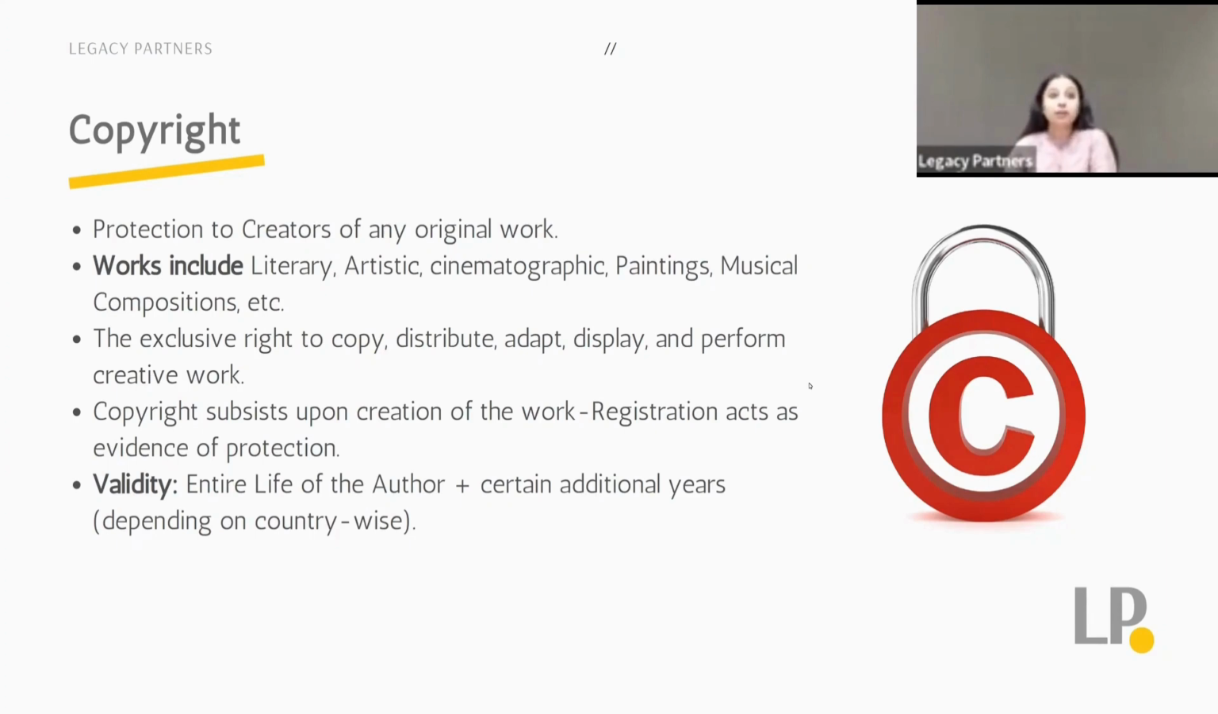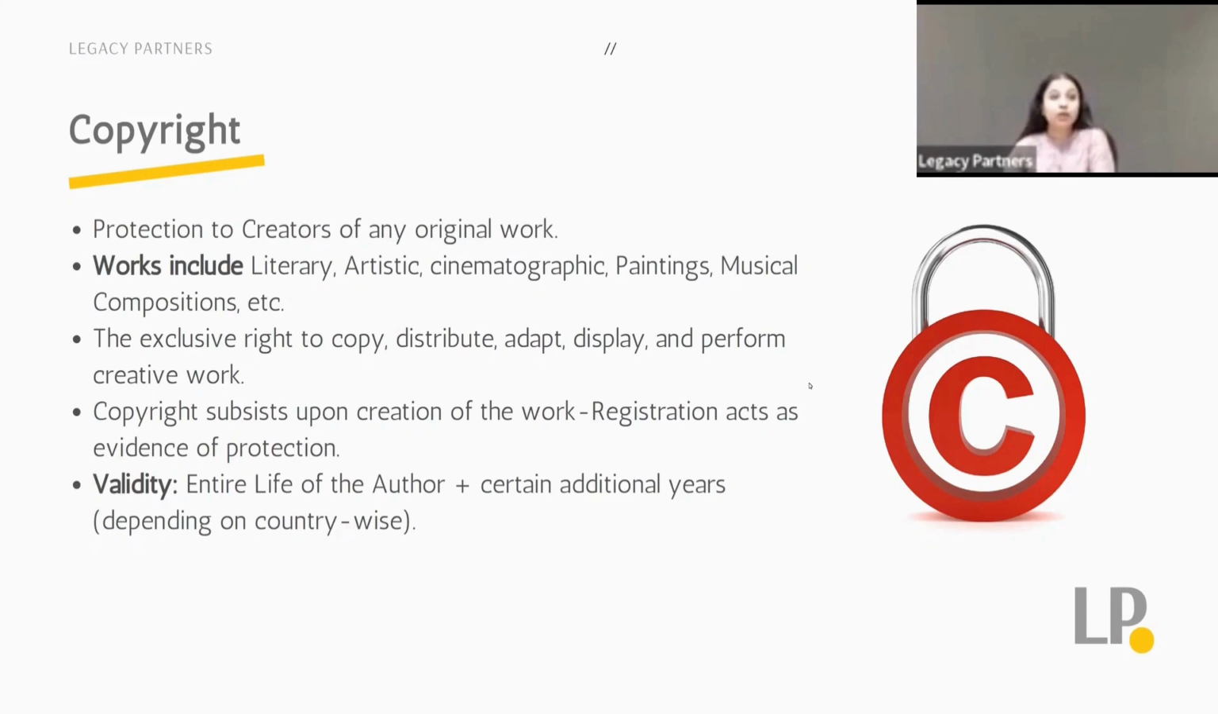Now, one important thing to be noted in copyright is that registration is not mandatory. When a person creates a work, copyright automatically subsists on the creation of the work. Registration as such is not mandatory for copyright. You might wonder why registration would be necessary in copyright. Registration is necessary because if you're going for an infringement action, registration acts as evidence of protection. That is why copyright registration is important.